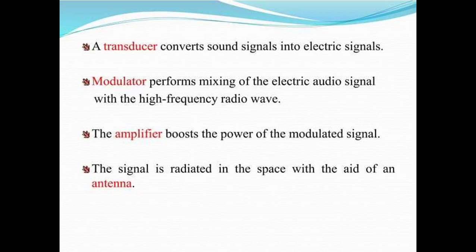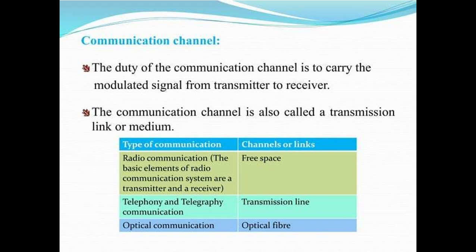First one is a transducer, which converts the sound signal into an electrical signal. The modulator performs mixing of the electrical audio signal with a high frequency radio wave. The amplifier boosts the power of the modulated signal. And then finally the antenna radiates the signal with the aid of the antenna.